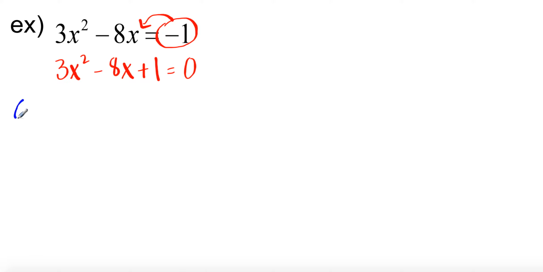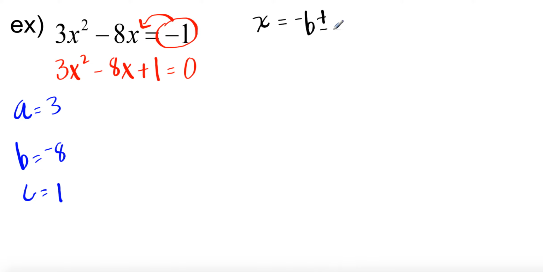All right, now we need our a, our b, and our c, which come right from the equation. a is 3, b is negative 8, and c is 1. And the quadratic formula is x is equal to the opposite of b plus or minus the square root of b squared minus 4ac, all divided by 2a. All right, we have our numbers, so we're ready to plug in.